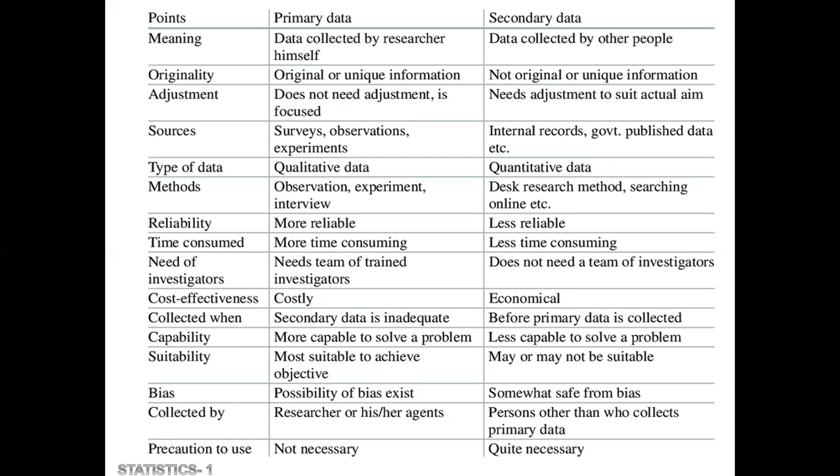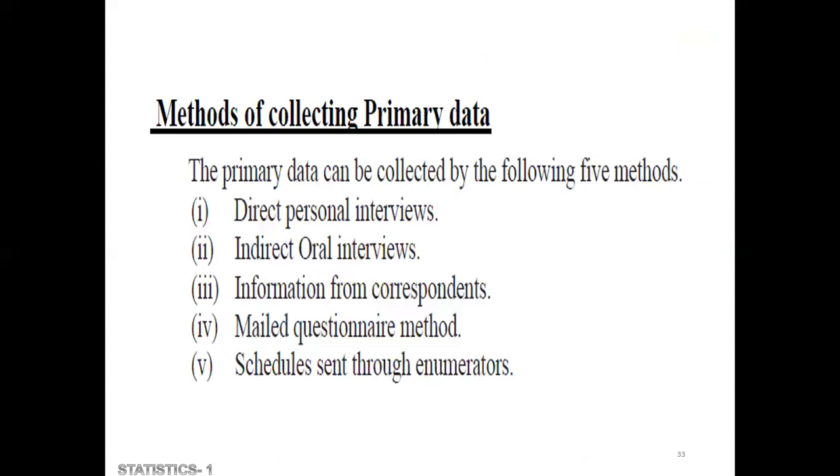So these are the other differences between the primary and the secondary data. So what are the methods of collecting primary data? Primary data can be collected from different sources. These are the 5 methods which are normally used for collecting primary data.